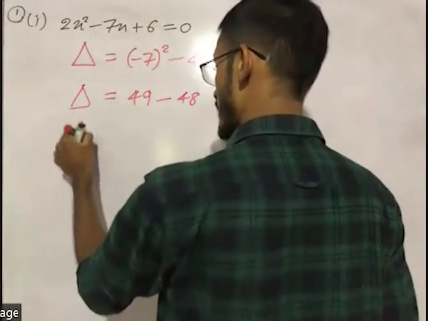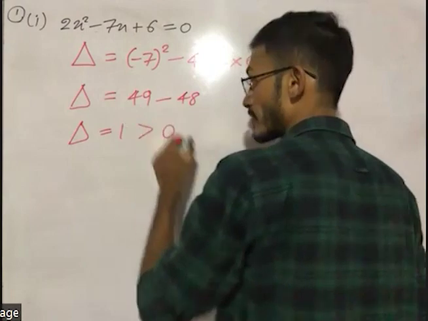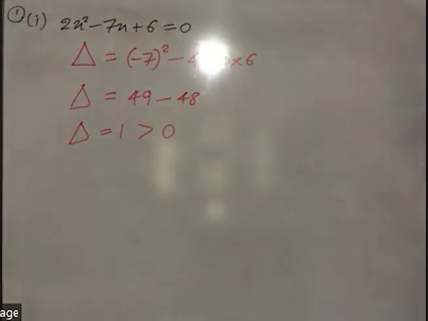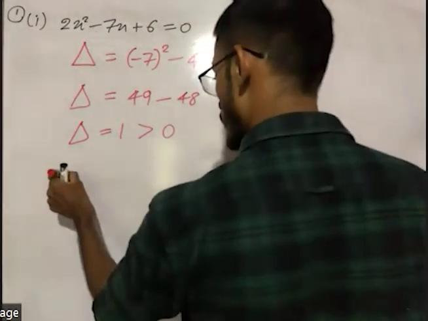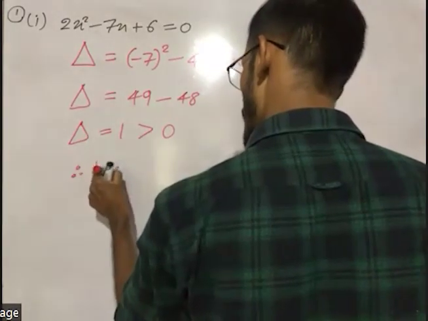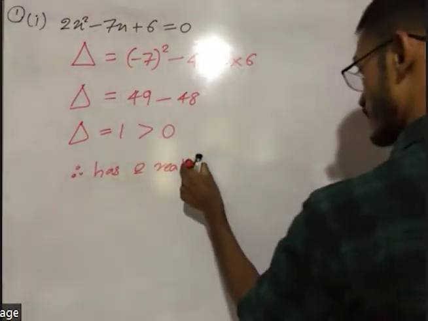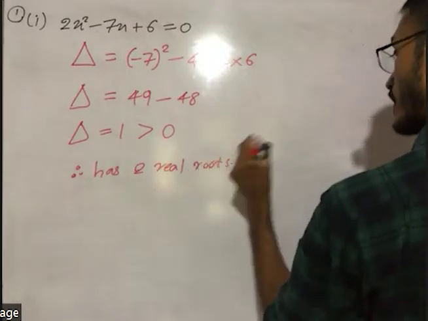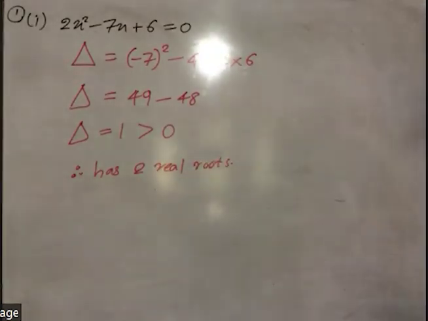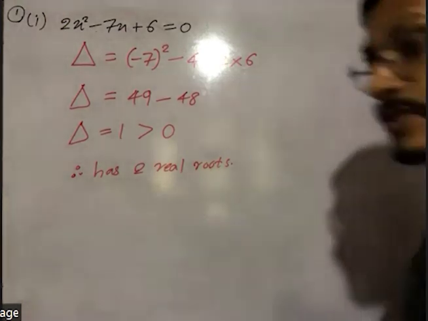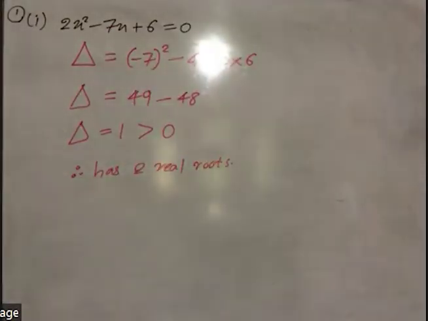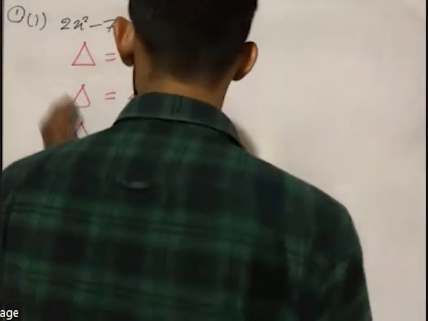So here delta equal to 1, that means greater than 0. Value of delta is greater than 0. That means it has two real roots, according to our previous observation. Right? This equation has two real roots. So if this has two real roots, we can find the roots by using the completing the square method.